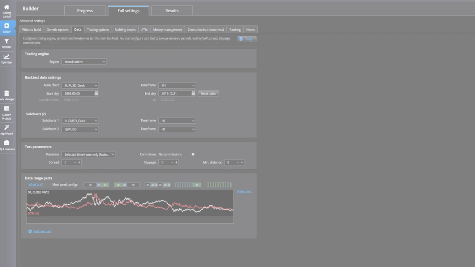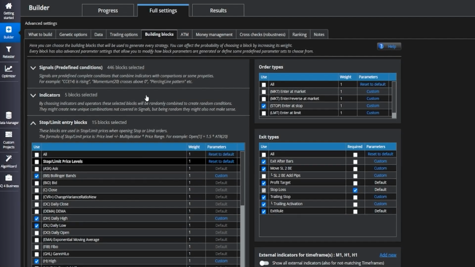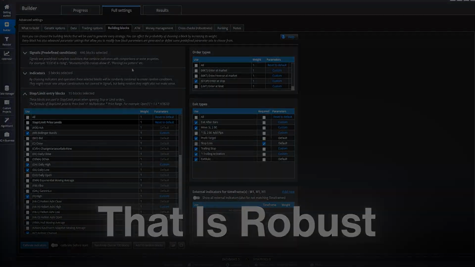So essentially, algo trading is just rule-based trading. It has all of these variables, all of these building blocks. It is basically an infinite amount of strategies. Your job is to attempt to find and validate a strategy that is robust.